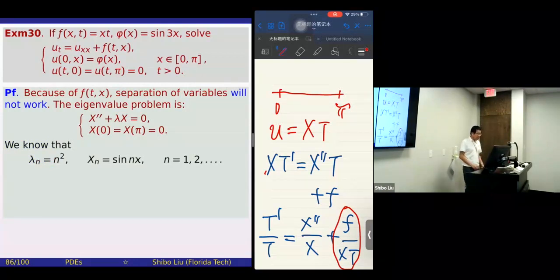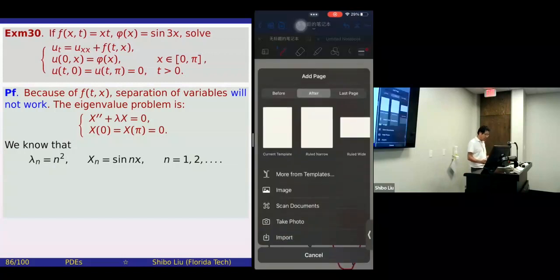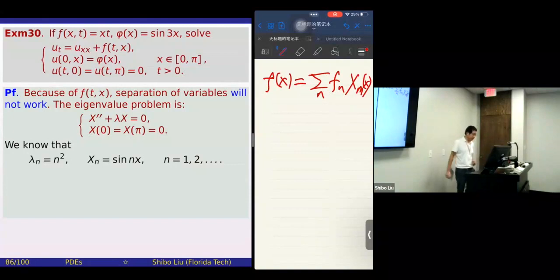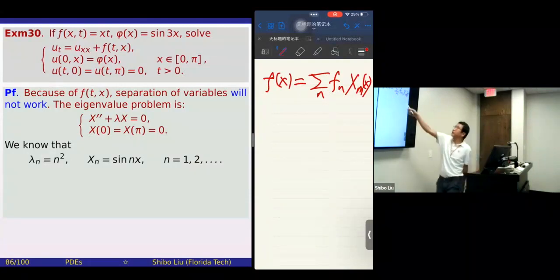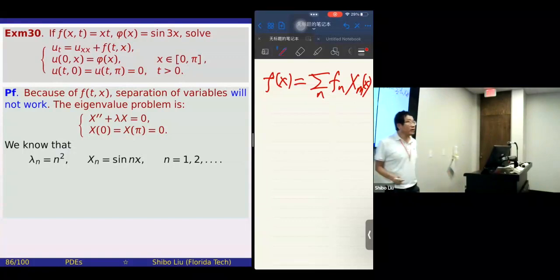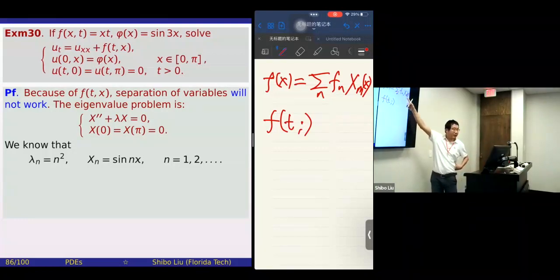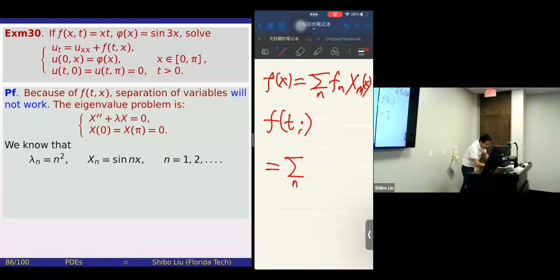Now, using our expansion theorem I just mentioned, every function can be expanded in terms of these eigenfunctions. But this F is a function of both t and x. But for every given t, with t fixed, this is a function of x. It can be expanded in terms of the eigenfunctions. This should be equal to the corresponding Fn.